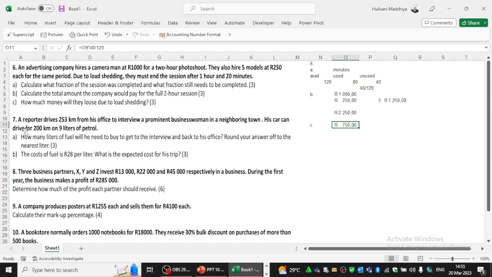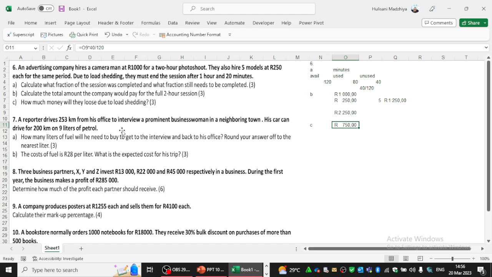And then in terms of number 7A, it says that a reporter drives 253 kilometers from his office to interview a prominent businesswoman in a neighboring town. His car can drive 200 kilometers on 9 liters of petrol. So therefore, this guy is going outside of his town to interview a businesswoman, and the distance is 253 kilometers to the interviewee's town where they're going to meet.